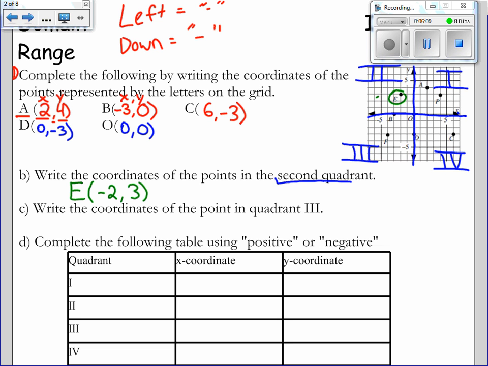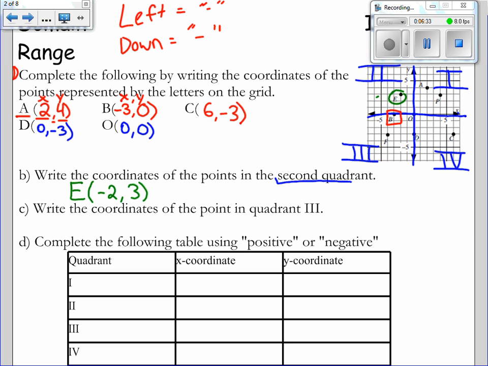A good question here is usually, what about point B? Is point B in quadrant 2? If a point is touching the line of one of your axes, it's not considered to be in any quadrant. So we just say point B is on the x-axis. It would not count as in quadrant 2.